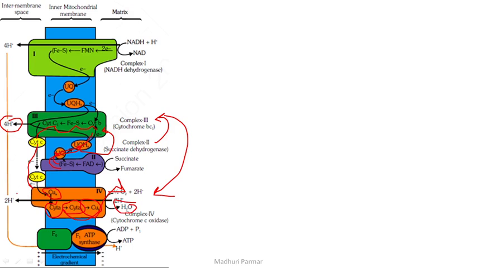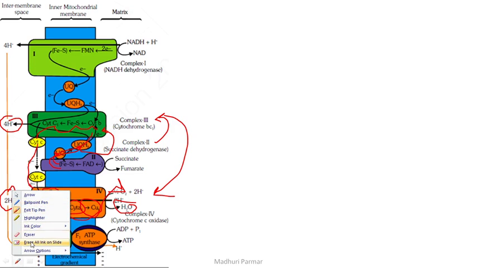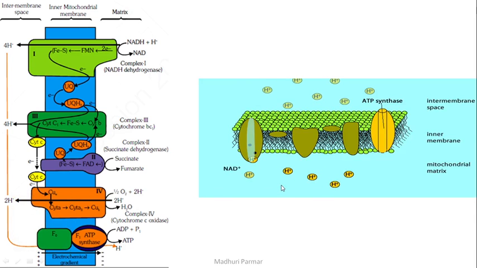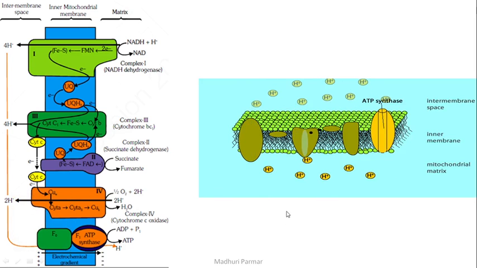This complex also is releasing 2 protons from the matrix to the intermembrane space. So these are the steps that will be taking place if you have FAD as reducing power. Clear till here? So just focus on this diagram. This is the whole process, shown in very quick form.